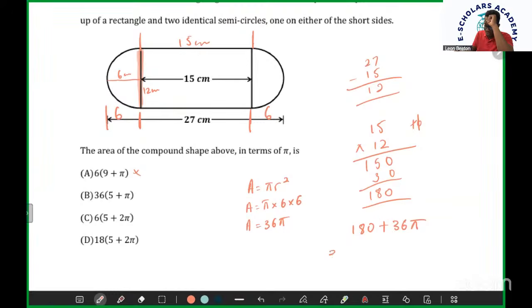So let me see. I factor out 36 from 180. 180 divided by 36. Maybe you don't have a calculator, right? You can't just go and type in 180 divided by 36. All these things have to be done without your calculator, right? So 6 times 6 is 36, and 36 goes into 180 five times. So 180 divided by 36 is 5, plus 36 pi divided by 36 gives me pi. So the answer here is 36 open bracket 5 plus pi, which is B.